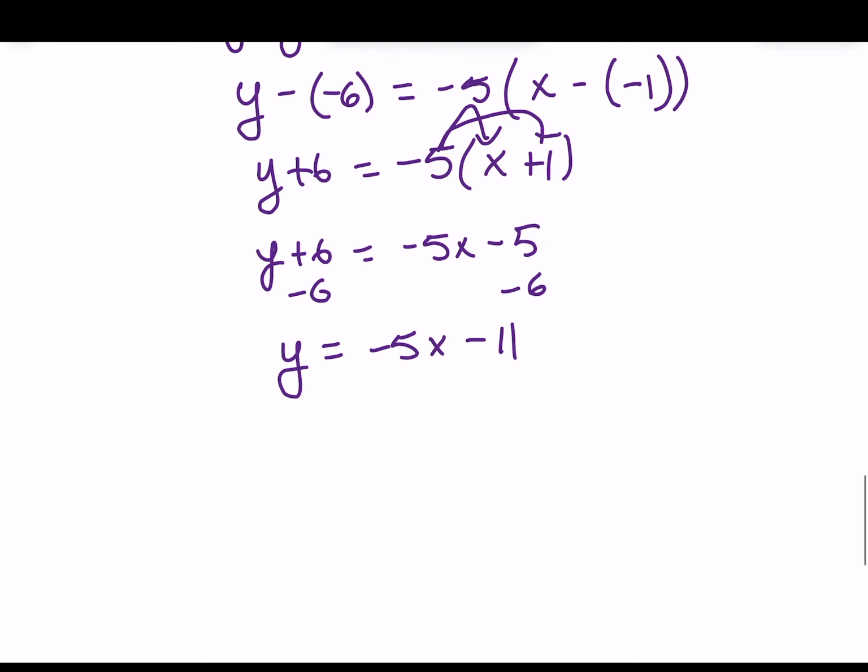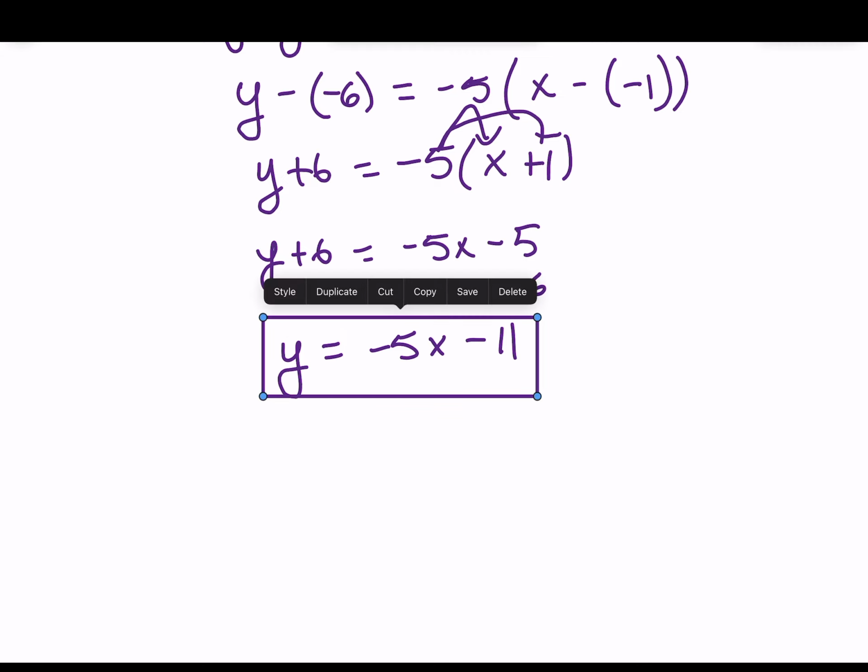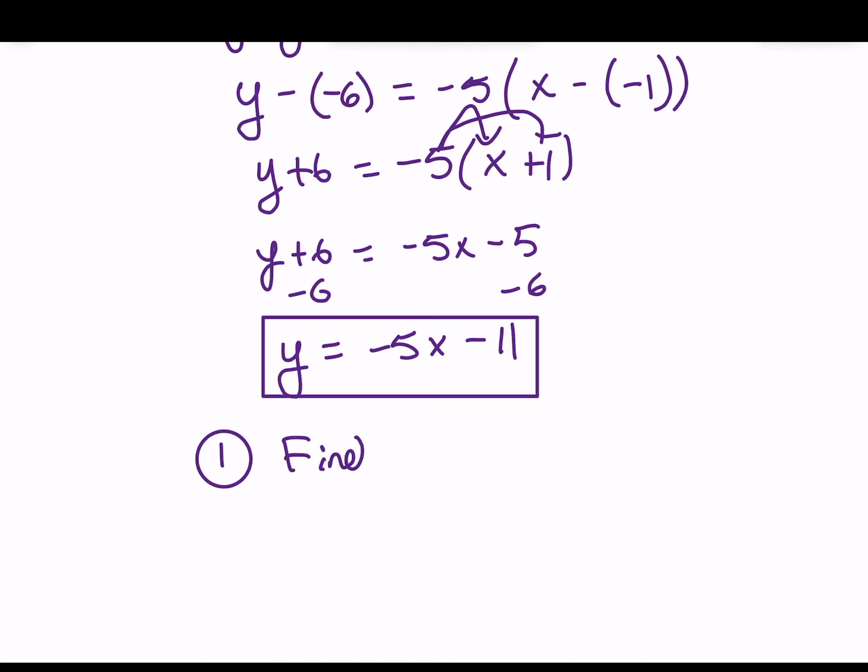So if we are given 2 points, we can follow the following steps to get the equation of our line in slope-intercept form. All right, step 1, we find the slope. Then we plug into the point-slope formula.